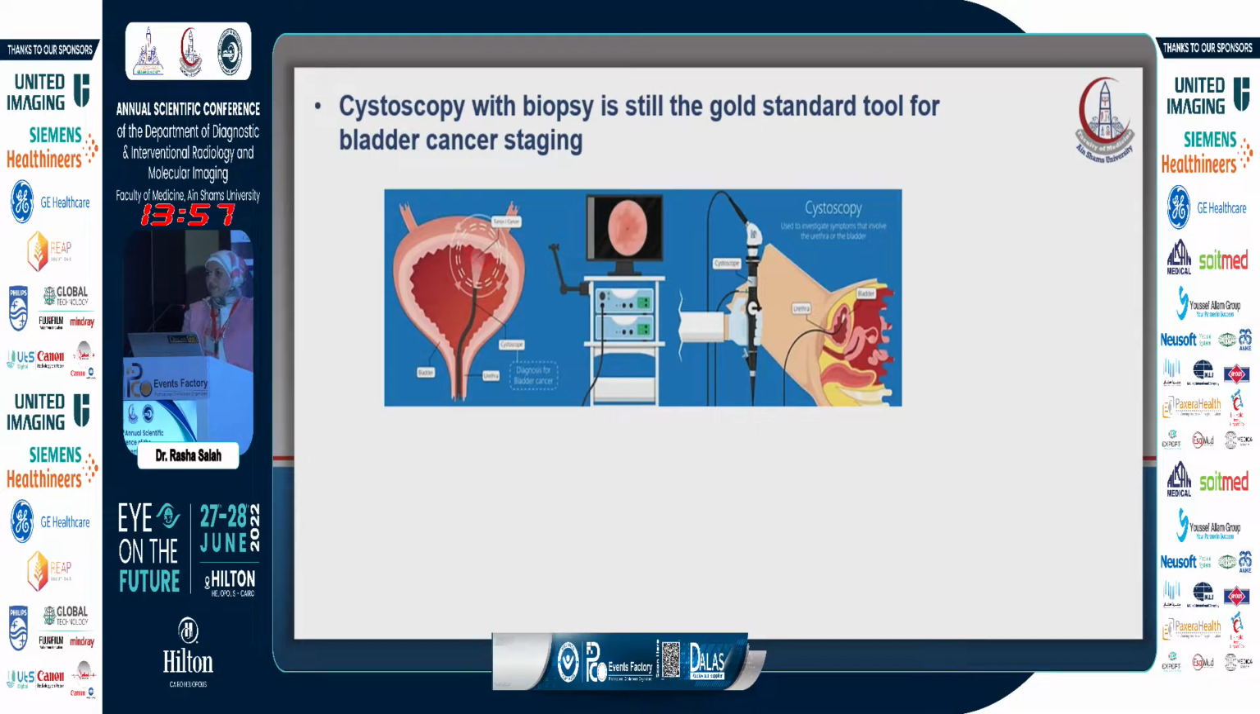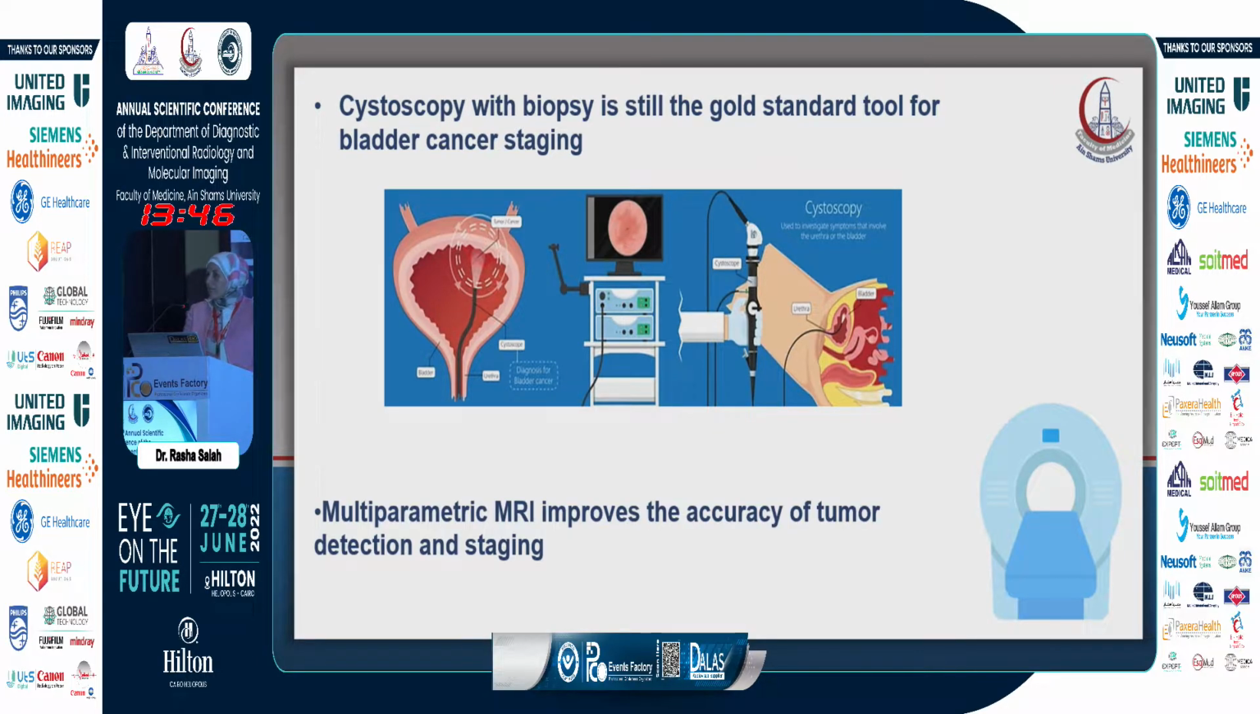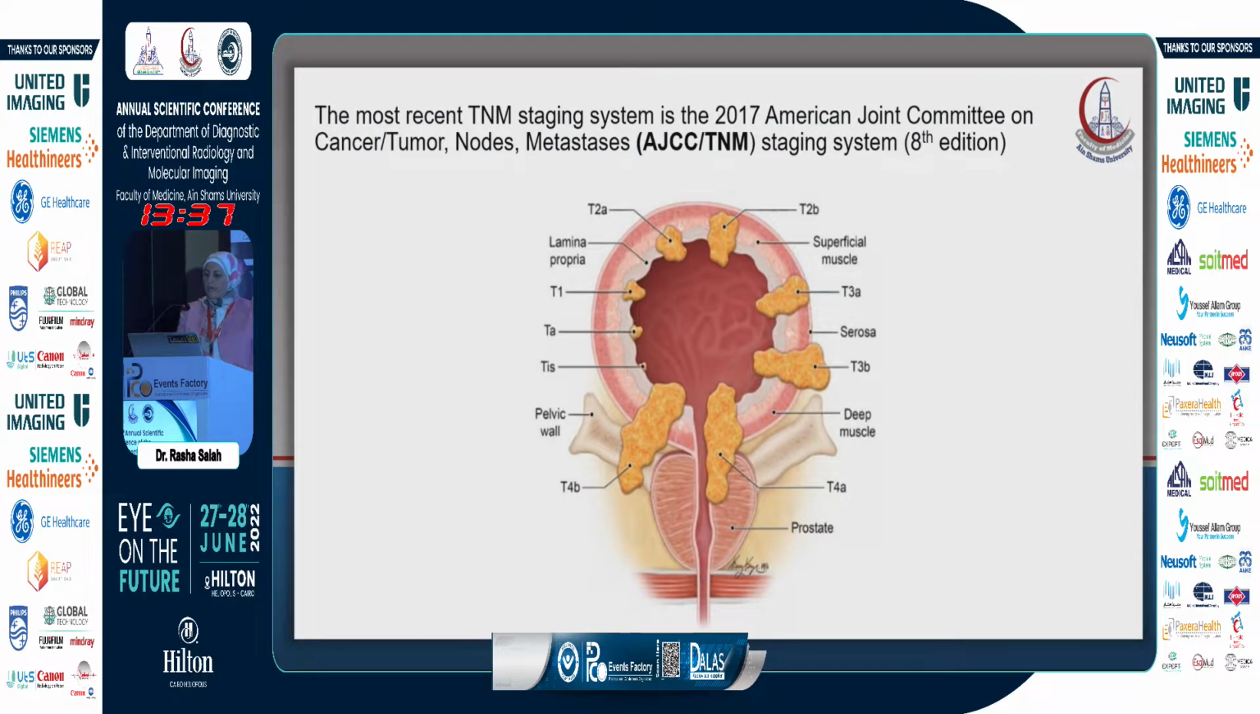The gold standard for diagnosis of this differentiation is cystoscopy and biopsy for discriminating muscle invasive from non-muscle invasive bladder cancer. But nowadays, multiparametric MRI was implemented in the diagnosis and differentiation between these two entities. We aim at discriminating between T1 and T2 tumors, where T1 tumors are the non-muscle invasive bladder cancer, and T2 tumors are where there is early muscle invasive disease.